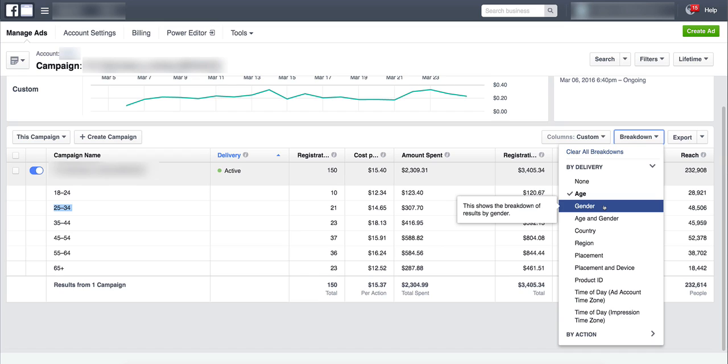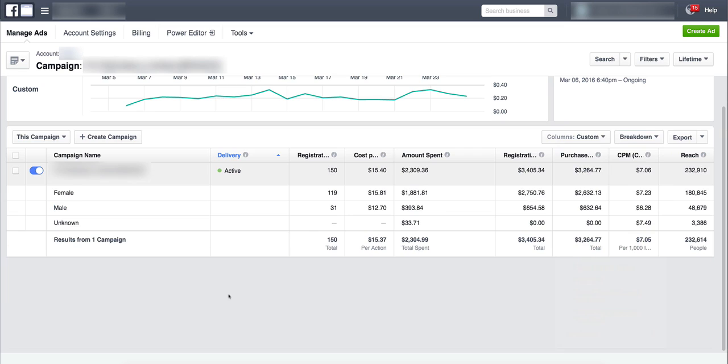So let's identify who's making us more money, men or women, or is one of them losing us money? Okay, so here we are, and we are looking at men versus women. If you take a look at our ad spend here, we have spent $1,800 on advertising to women, you can see right here in this line, and made $2,700. Okay, that's good, not bad. And men, for some reason, we spent significantly less money advertising to men, but we've spent $393 to make $654.